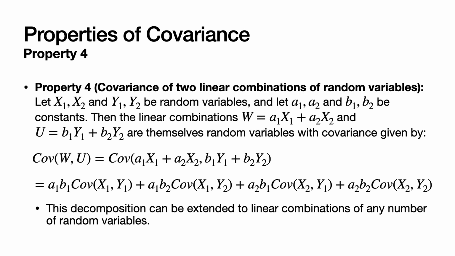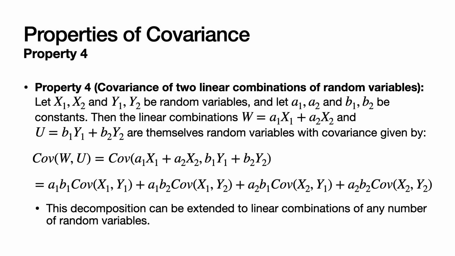Next, let's look at property 4. This gives us information on the covariance of two linear combinations of random variables. Let x1 and x2 and y1 and y2 be random variables, and let a1 and a2 and b1 and b2 be constants. Then the linear combinations given by w equal to a1 times x1 plus a2 times x2, and u given by b1 times y1 plus b2 times y2. These linear combinations, w and u, are themselves random variables, and their covariance, the covariance of w with u, is given by the following decomposition.